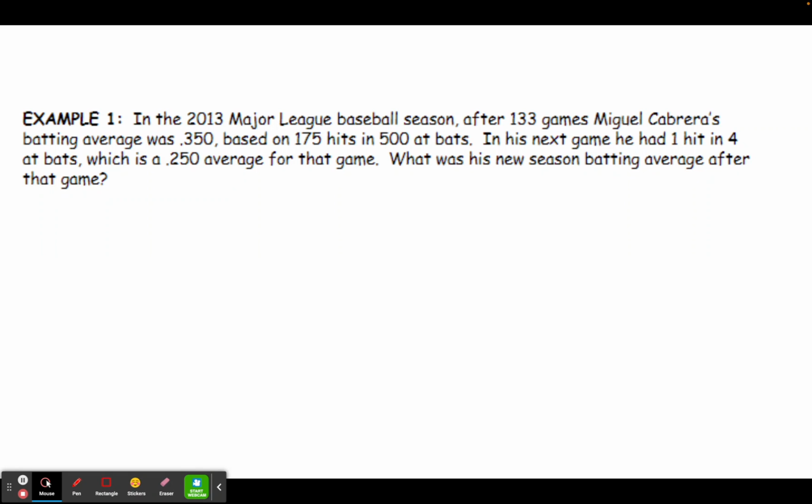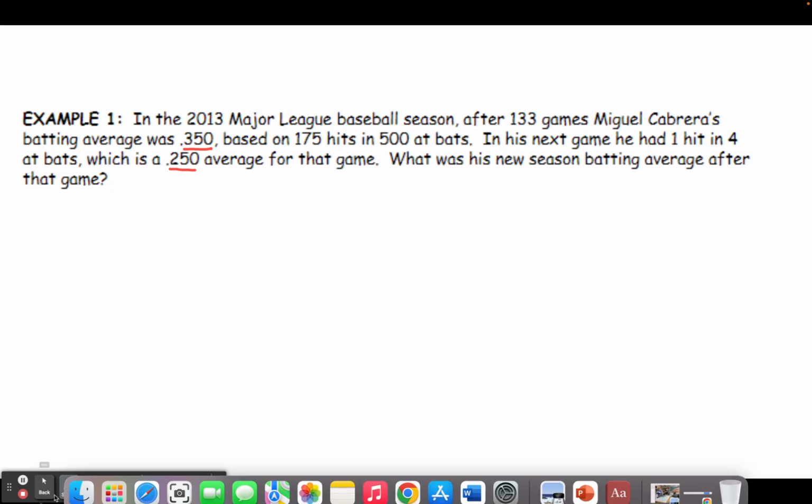Let's try another example. In example number 1, we're going to look at the 2013 MLB season, where after 133 games, Miguel Cabrera's batting average was .350, and that was based on him hitting 175 out of 500 at-bats. In his next game, he had 1 hit in 4 at-bats, which means his average is .250 for that game. And we want to calculate his new season batting average. Again, we can't just take .250 and .350 and add those up and divide by 2.